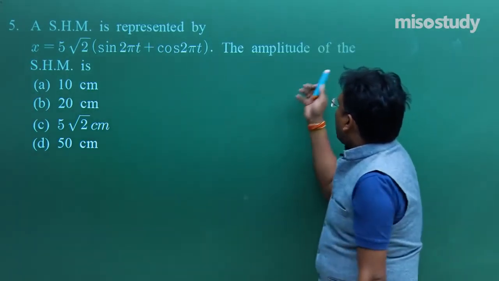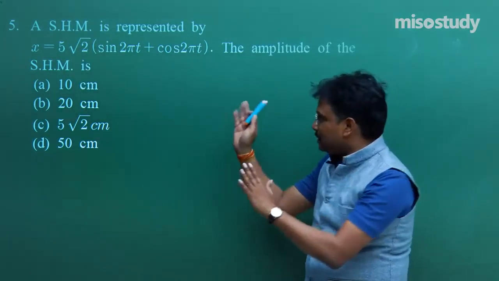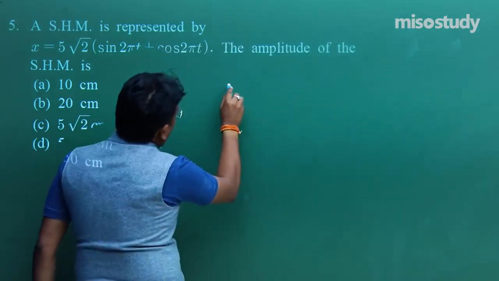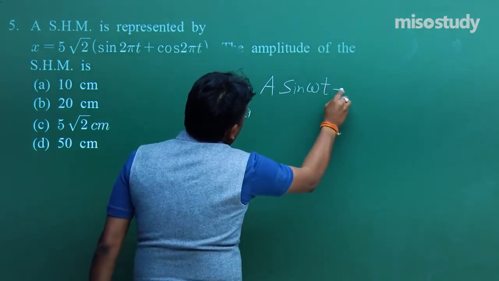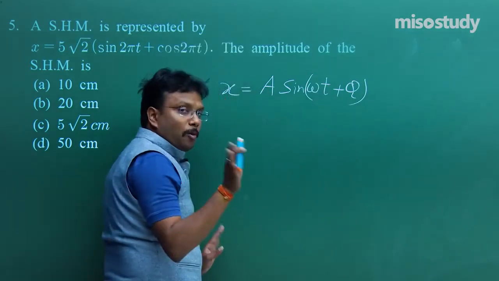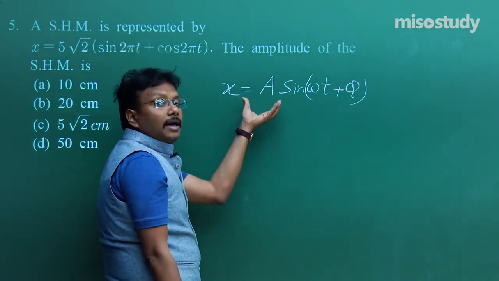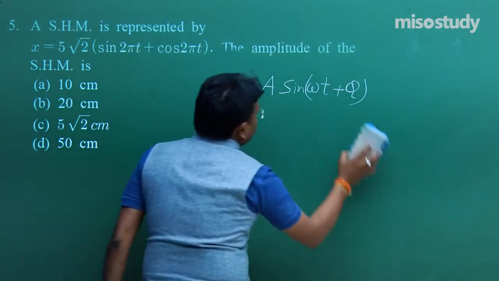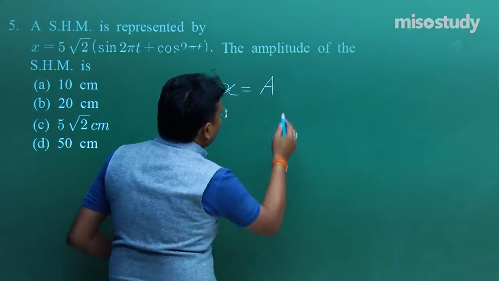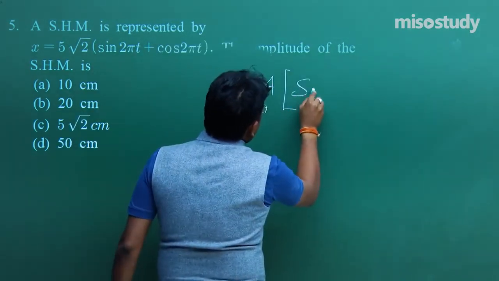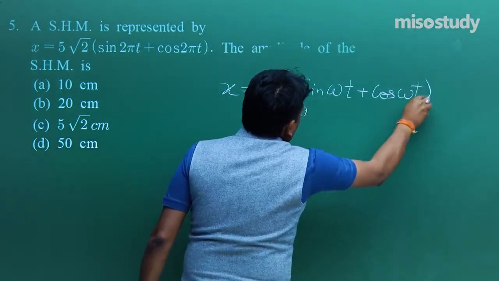Please, the amplitude of SHM. So right now you can't say amplitude is 5 root 2. No. Why? Just allow me to write down. x is equal to a sine (omega t plus phi). Very good. No problem. Phase difference. So here directly you can say amplitude is A. But in this problem, the situation is not like that. Here, the situation is different. How different? It is saying sine omega t plus cos omega t.